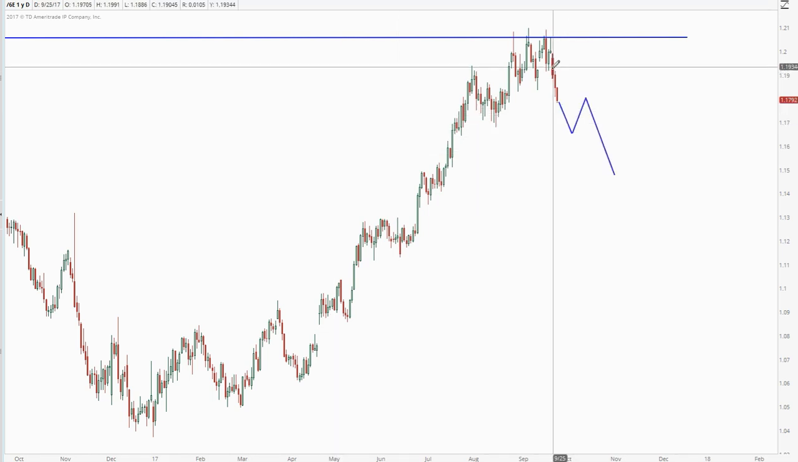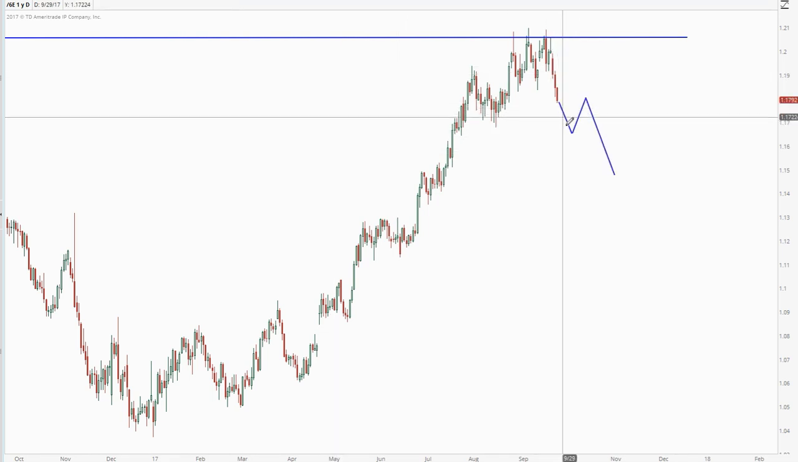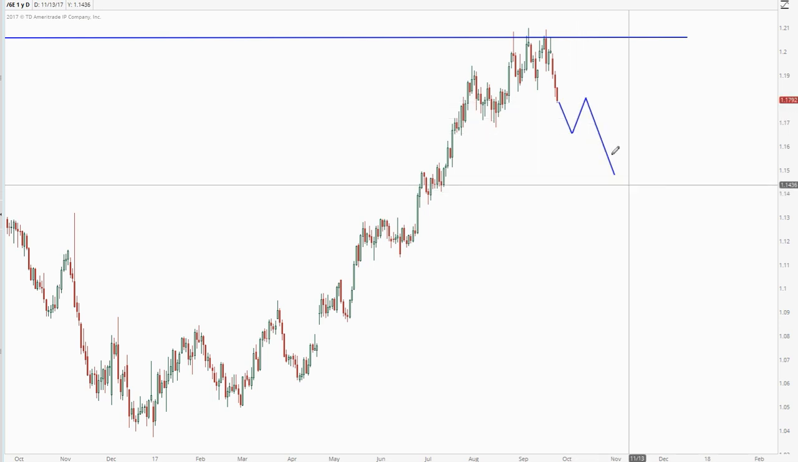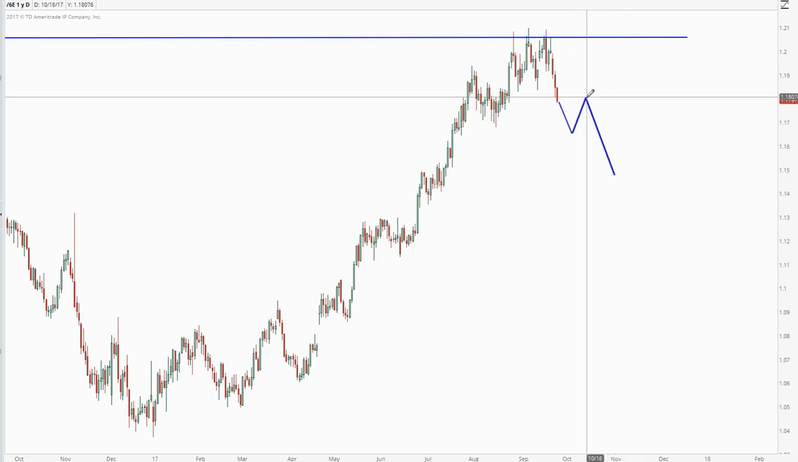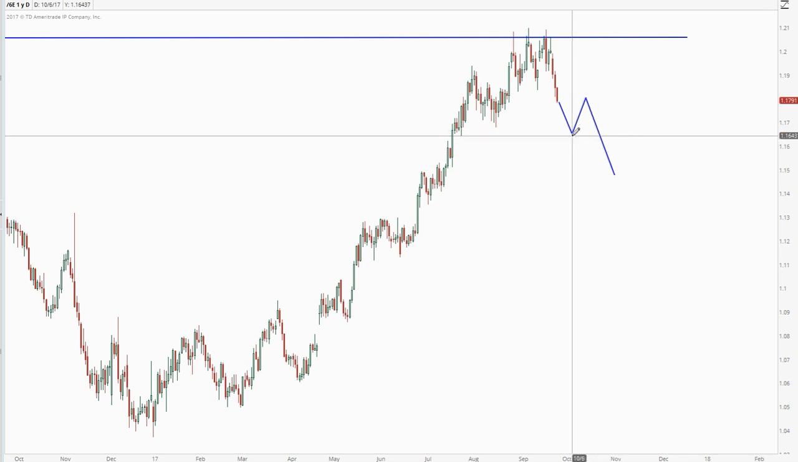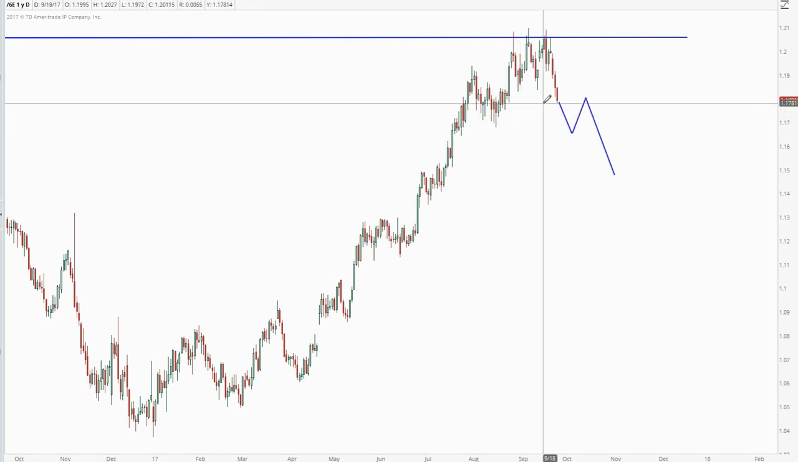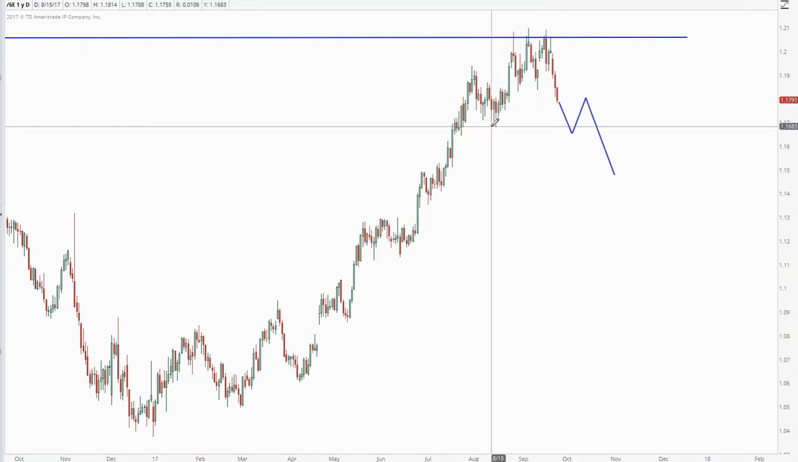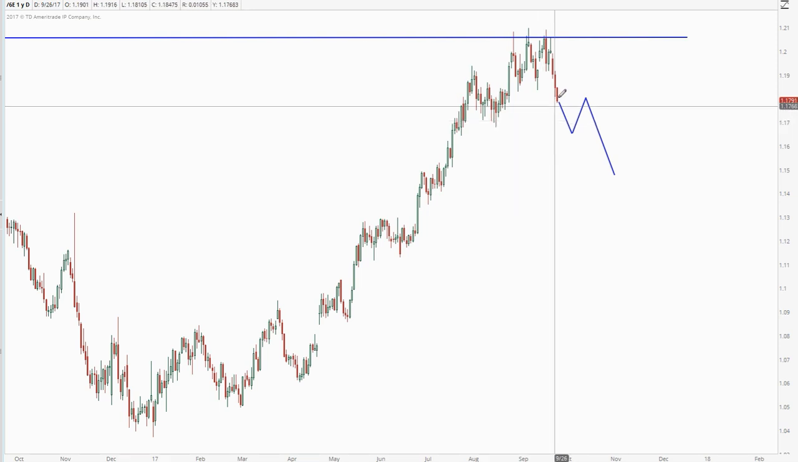So I think we're going to probably see something that looks similar to this. Now these aren't actually targets that I've got here, but more just the pattern of the decline that I'm looking for. So again, at some point, price has to break below this daily cycle low. We need a failed daily cycle.